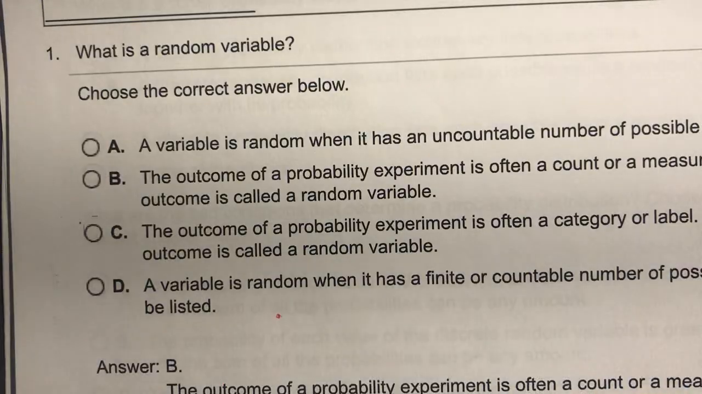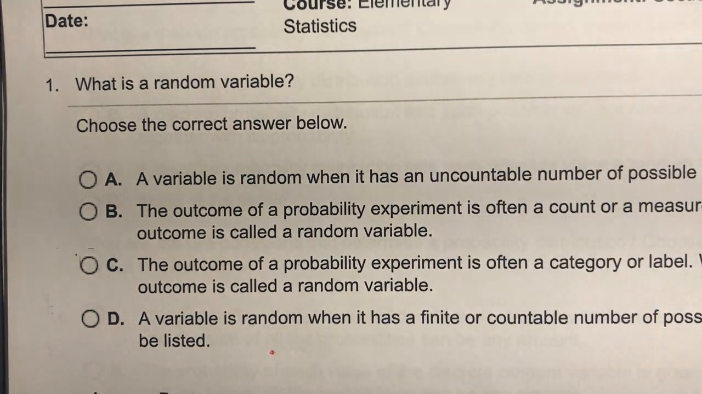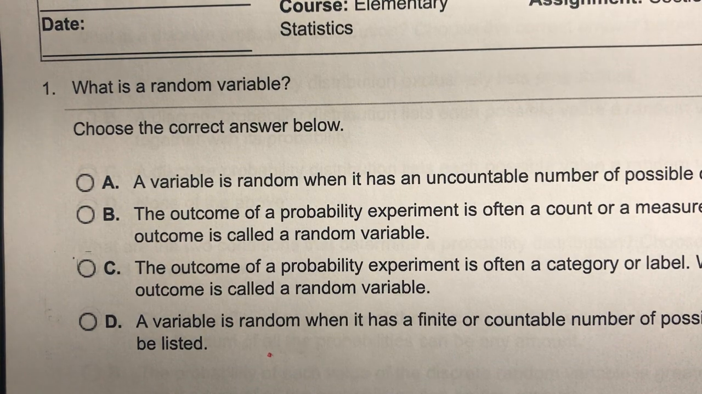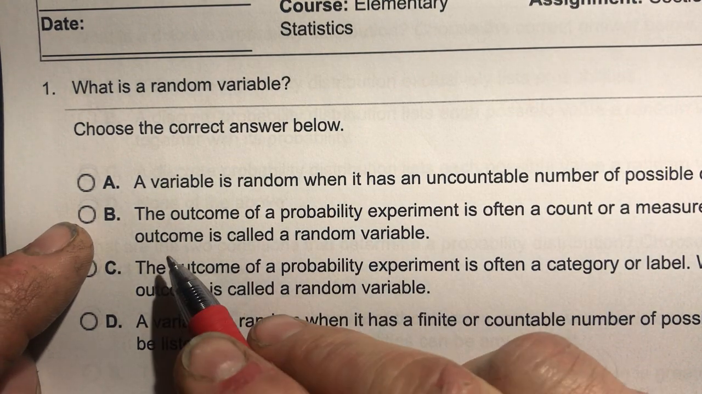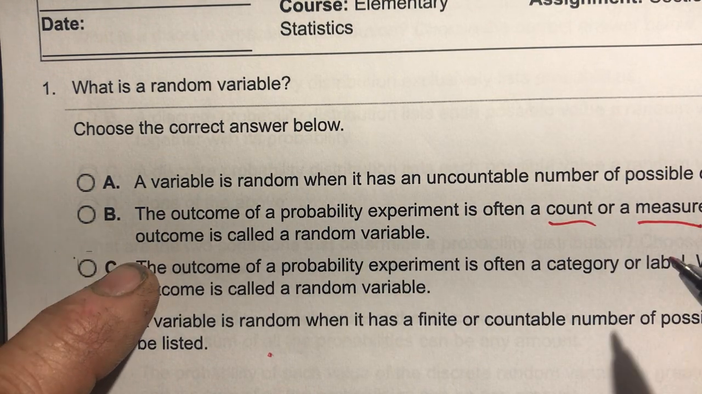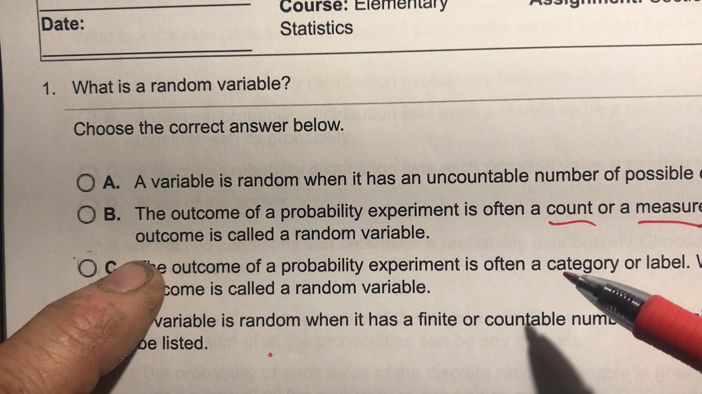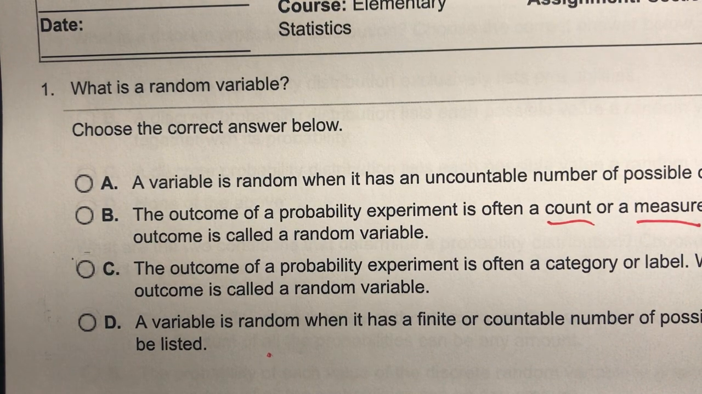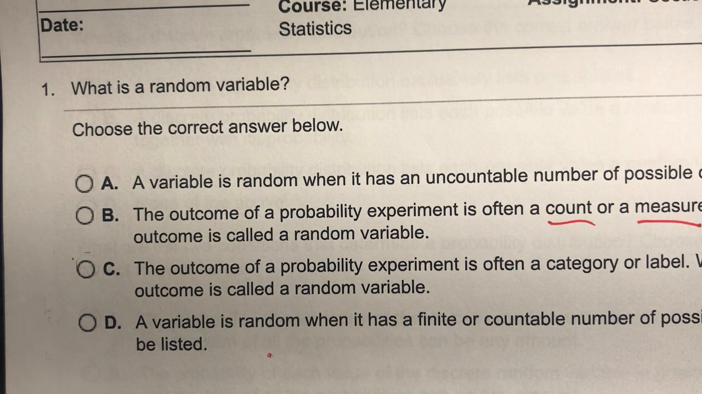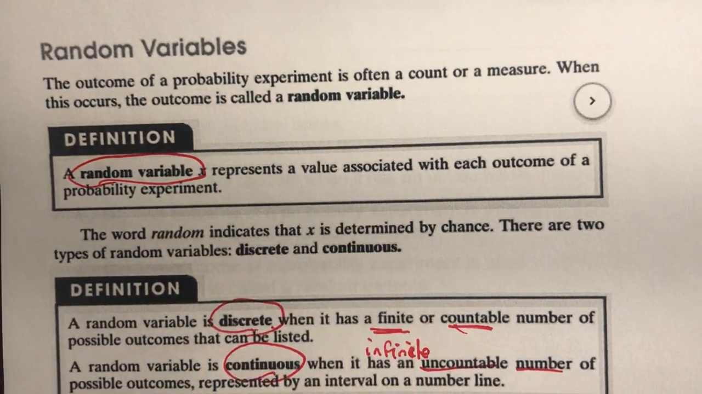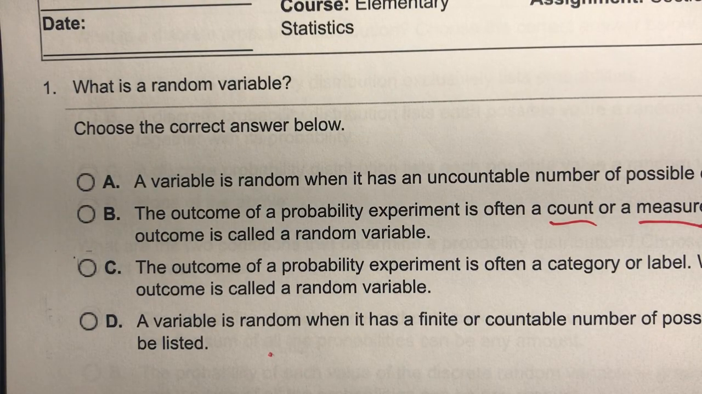Now we'll look at some of these problems. First off, we got some terminology stuff. What is a random variable? The answer is B right here. The outcome of a probability experiment is often a count or a measure. Then when this occurs, the outcome is called a random variable. That's straight from the book, on this first page. Right here, very first sentence. So that's number 1.